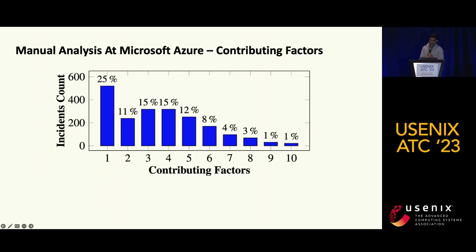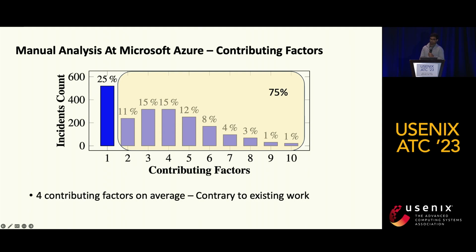With this analysis, we found that over 75% of incidents are caused by more than one contributing factor. On average, 4 contributing factors cause an incident, contrary to existing practice of identifying a single root cause for an incident. This is interesting and useful because it shows us that it's sufficient to address the easiest of these factors to prevent incidents in the future, as opposed to exhaustively trying to test combinations of failures, which is not scalable. Therefore, it is important that we identify all the contributing factors for an incident.